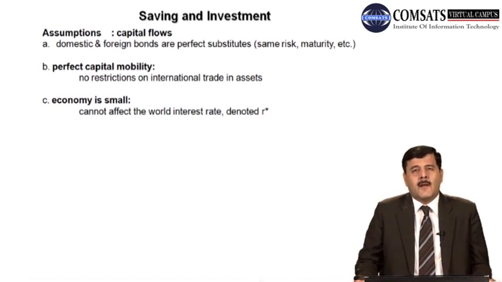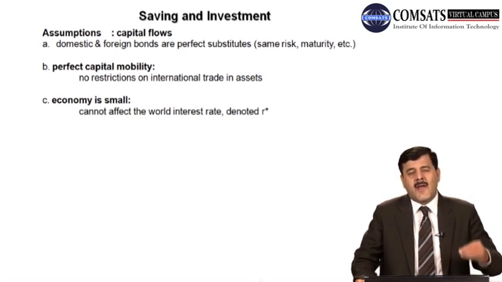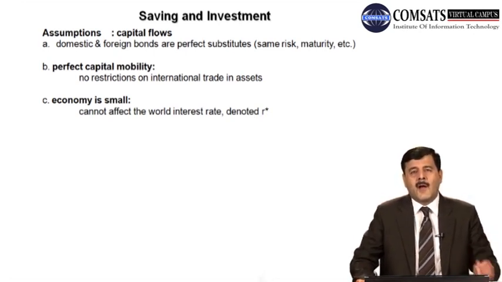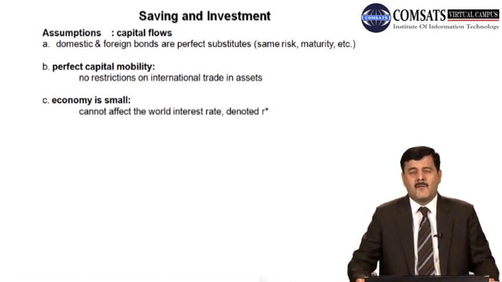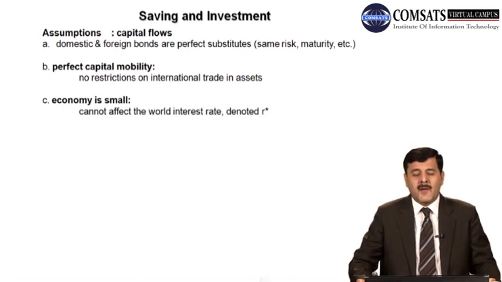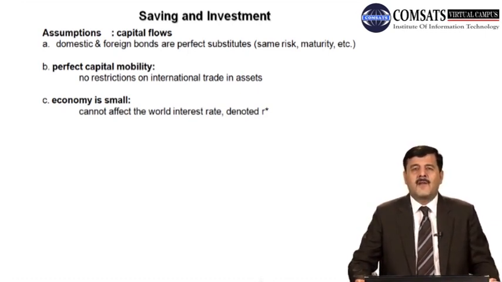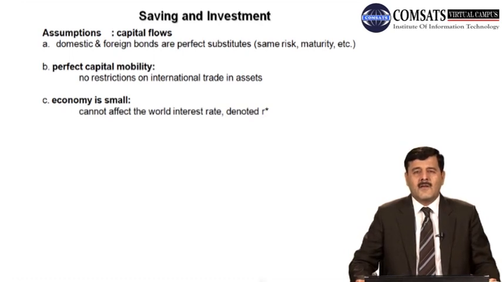As you know, when we talk about any market, we need supply on one side and demand on the other side. So we have come up with the supply of loanable funds, which is vertical, which is given to the economy, savings are given to the economy, and now we'll talk about the demand. So the assumptions that we are going to make to find out the demand in the loanable funds market.